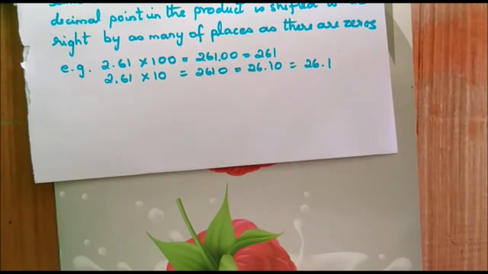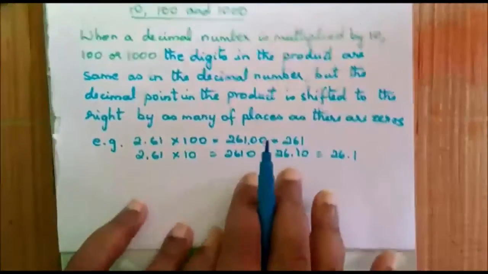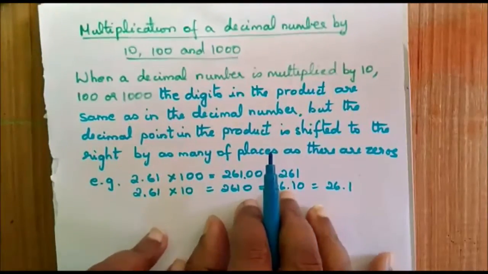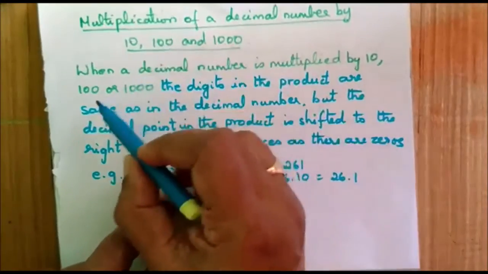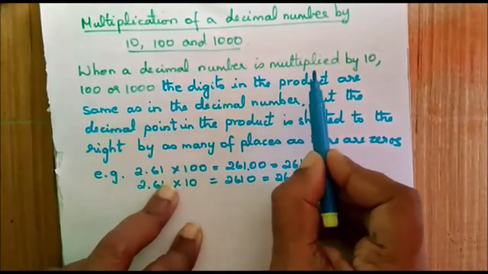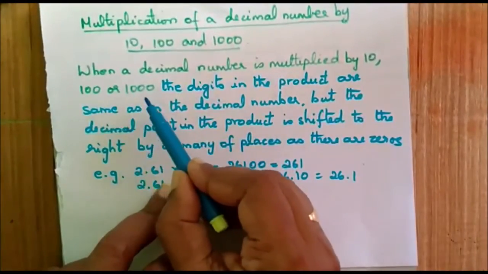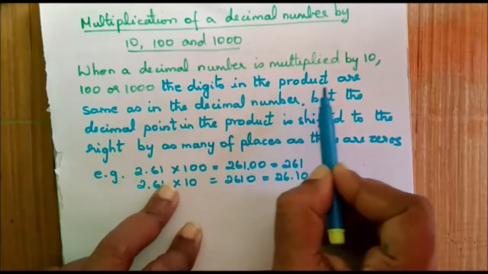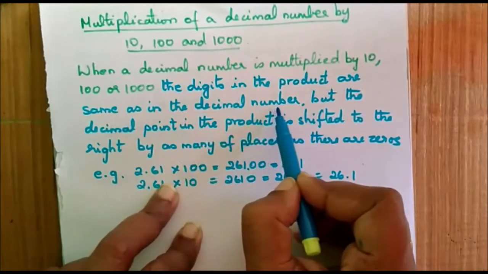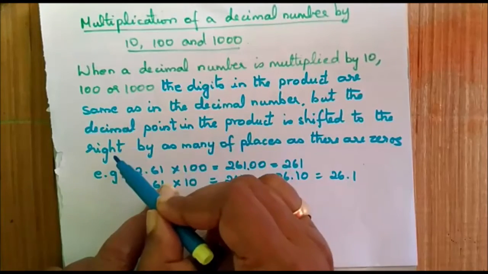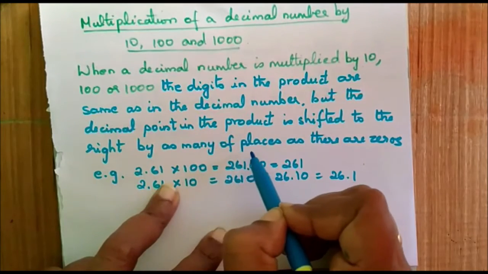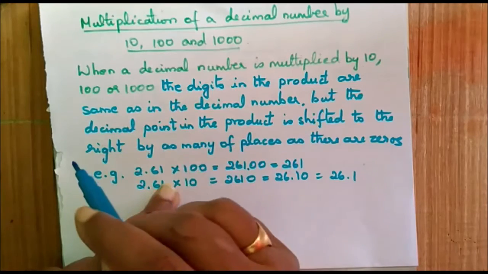That is multiplication of a decimal number by 10, 100 and 1000. When a decimal number is multiplied by 10, 100 or 1000, the digits in the product are the same as in the decimal number, but the decimal point in the product is shifted to the right by as many places as there are zeros.